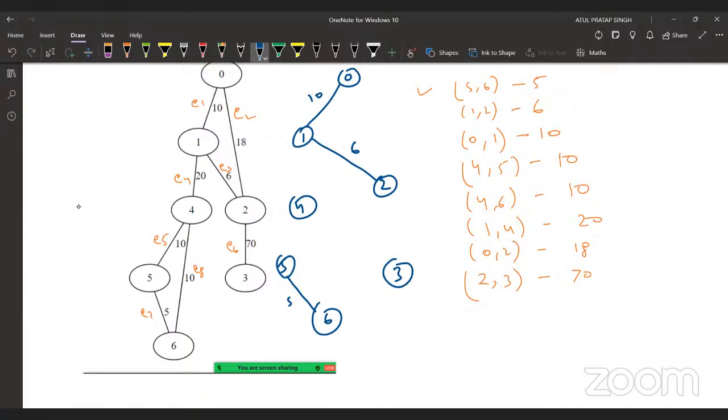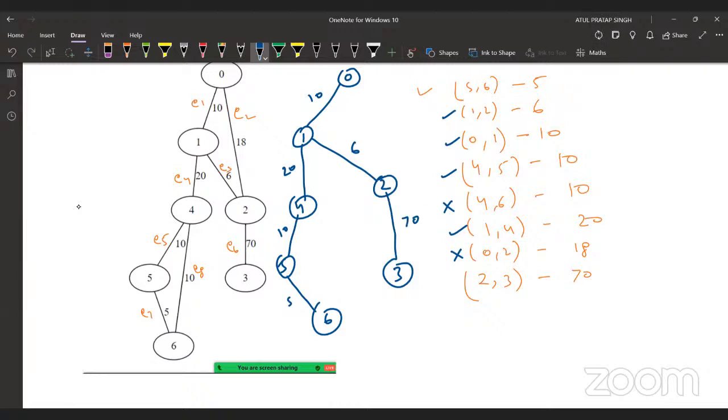4 to 5, if we include that, no cycle is created. Now 4 to 6, if we add this 4 to 6, one cycle is created, so we will not consider that 4 to 6. And 1 to 4, if we add 1 to 4, this is 20, there is no cycle created. So 0 to 2, if we add that, definitely a cycle is created, so we will not consider that. 2 to 3, we can consider that, so this is 70.